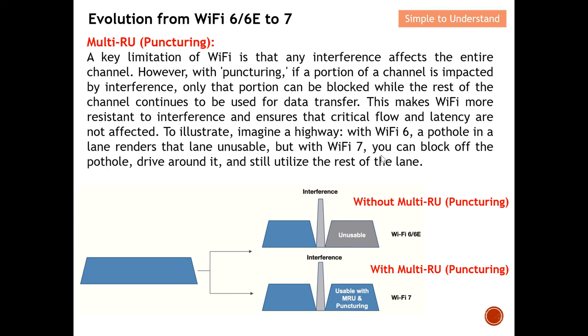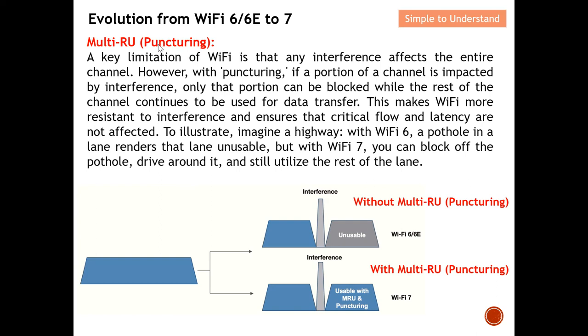This example is given in terms of driving. If there's a hole on one of the lanes, for Wi-Fi 6 the whole lane will not be usable. But for Wi-Fi 7, we know there will be a hole at that particular spot, so the vehicle will drive around it, and the whole lane can still be used. So this is reason number five, multiple RU punching, that gives Wi-Fi 7 better throughput or higher data rate.